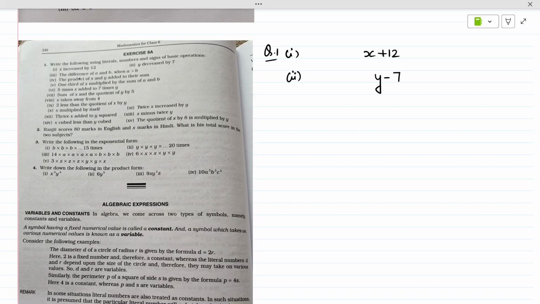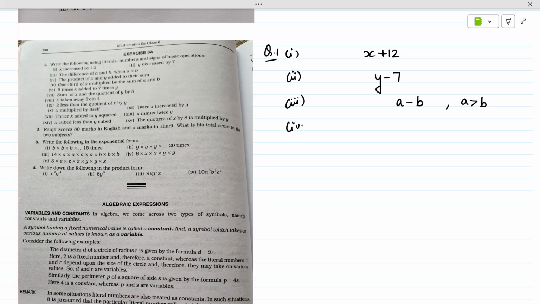Third one is the difference of A and B when A is greater than B. So it says that we have to write the difference of A and B and A is greater than B. So I'm writing A minus B and here A is greater than B. Okay. Next, the product of x and y added to their sum.